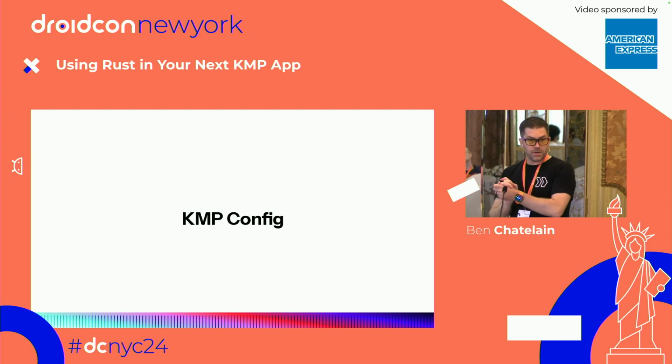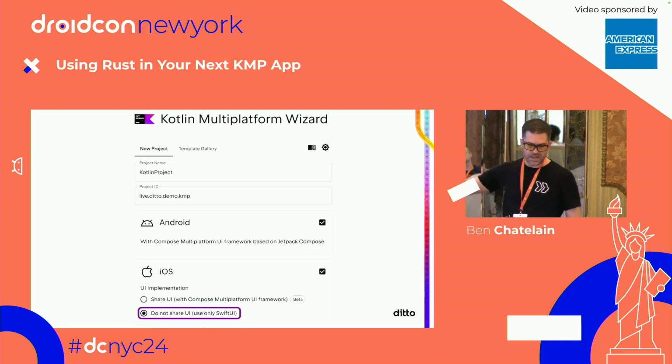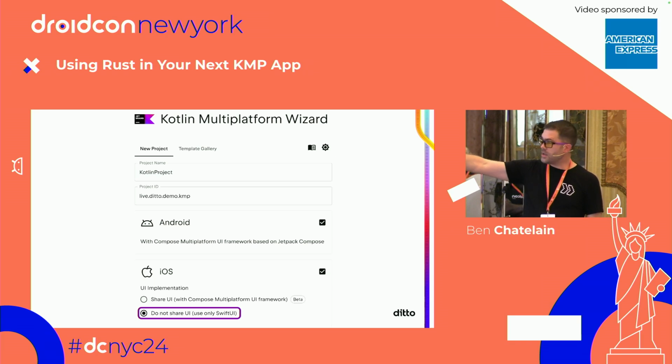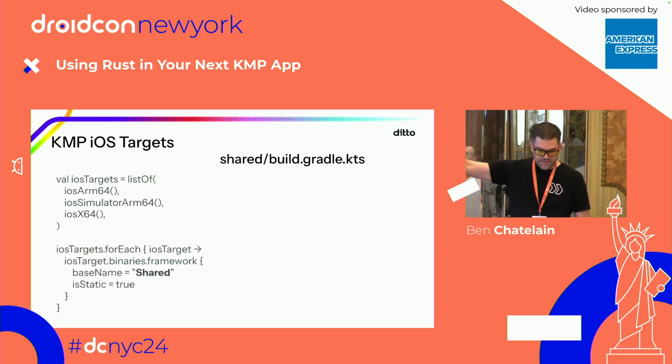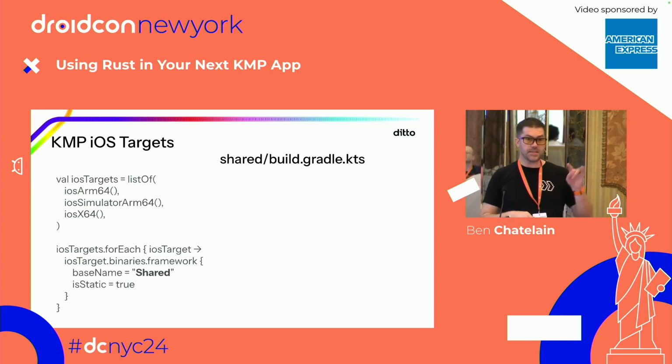So now we're going to configure Kotlin Multiplatform. First step, Kotlin Multiplatform wizard, and I'm not using Compose UI. We'll talk about why. So using SwiftUI on iOS. And then configuring Kotlin Multiplatform. This is bog standard, straight out of the template, where you get a list of targets and we're configuring an iOS binary, and it happens to have a base name of shared. So this is going to turn into shared.framework.